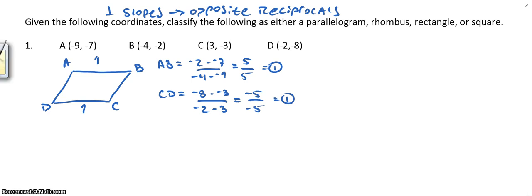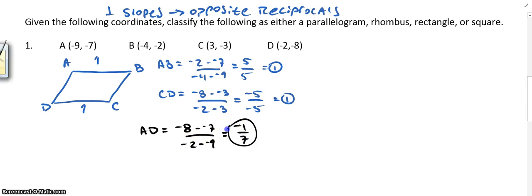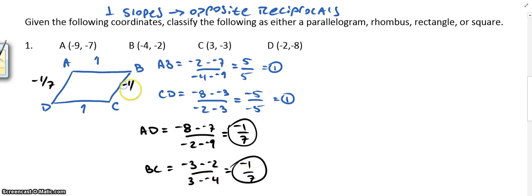And now we're going to look at our next two, which is AD. So now we're looking at these 2 points. So negative 8 minus negative 7 over negative 2 minus negative 9. Keep change gives me negative 1 over 7. So we know AD is negative 1/7. Then we go to BC. And we look at those two slopes. So negative 3 minus negative 2 over 3 minus negative 4 gives me negative 1 over 7. Worked out beautifully. So, to begin, we do our first 4 slopes.